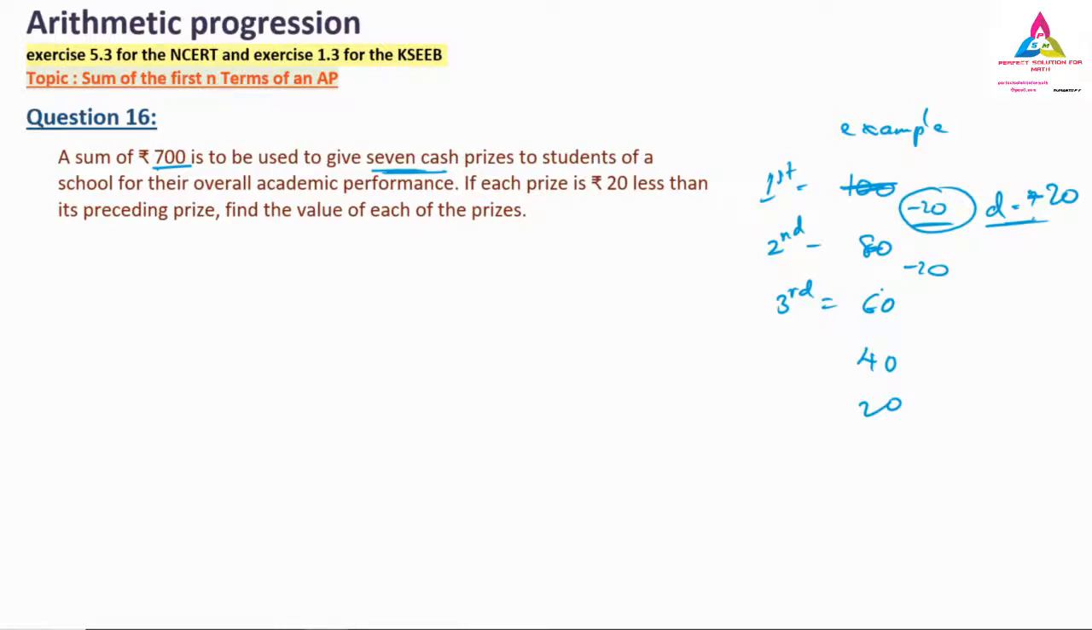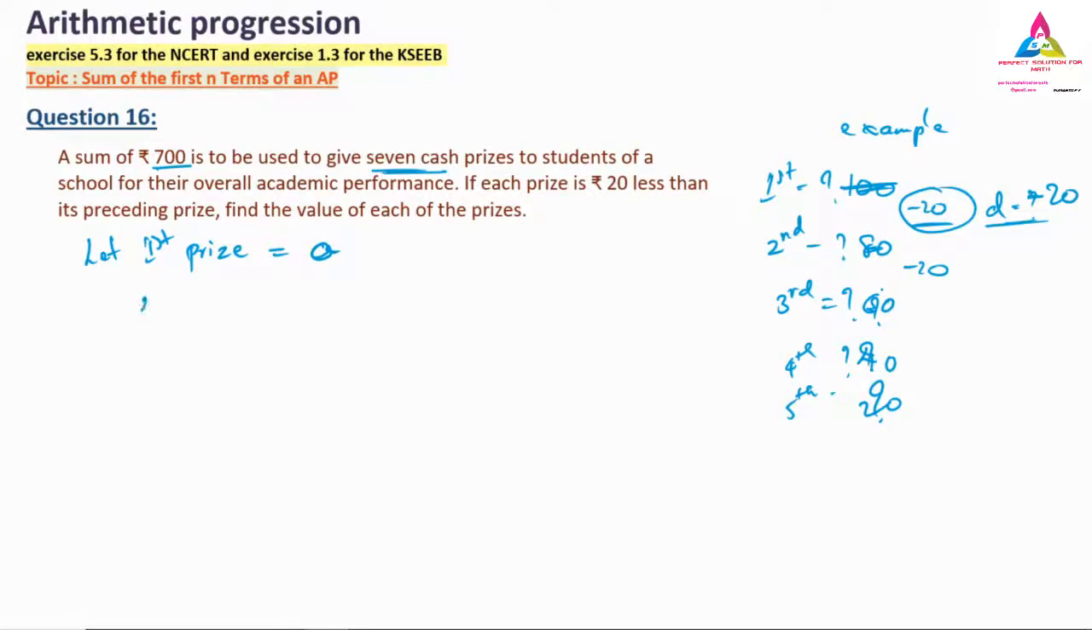You have to find what is the first prize, what is the second prize, what is the third prize, what is the fourth prize, what is the fifth prize. So how to find? To find that we have to take the first prize as anything. Always in AP, the first term we will take as A. So here also, let the first prize be A.